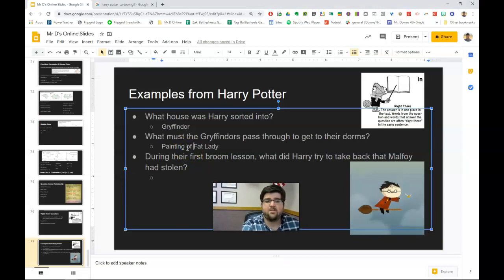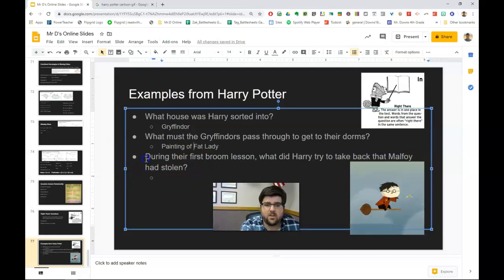So with that, if I just said a painting, would that be a very quality answer? It would be correct, right? But Hogwarts has lots of paintings, and it's made that clear from when they're walking around the castle the first time. So painting would be an okay answer, but to get very specific would be painting of the fat lady.